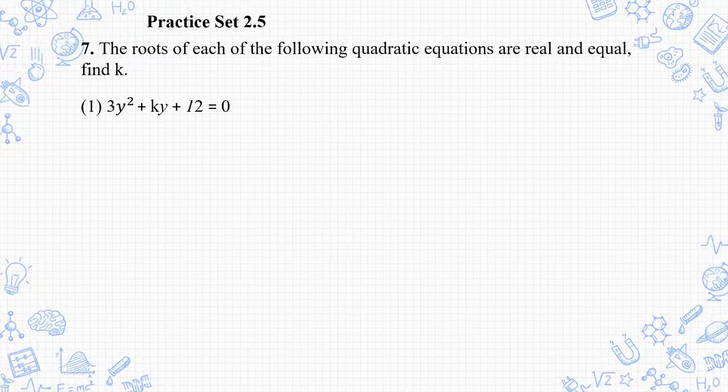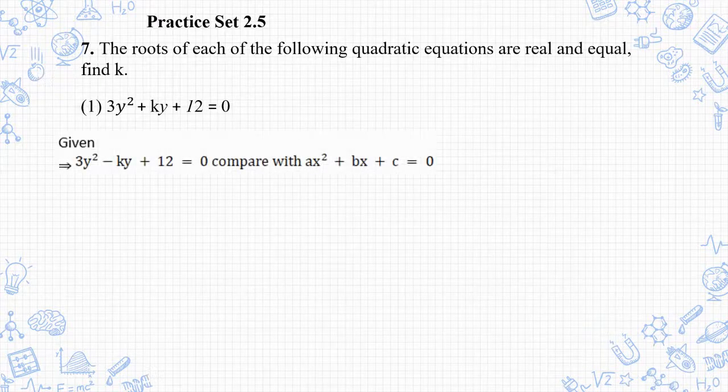Practice set 2.5, the seventh sum. The roots of each of the following quadratic equations are real and equal. We have to find the value of k. So in this case, the given quadratic equation is 3y square plus ky plus 12 equal to 0. If I compare this with the general form and find the values of a, b and c, a will be 3, b will be k and c will be 12.